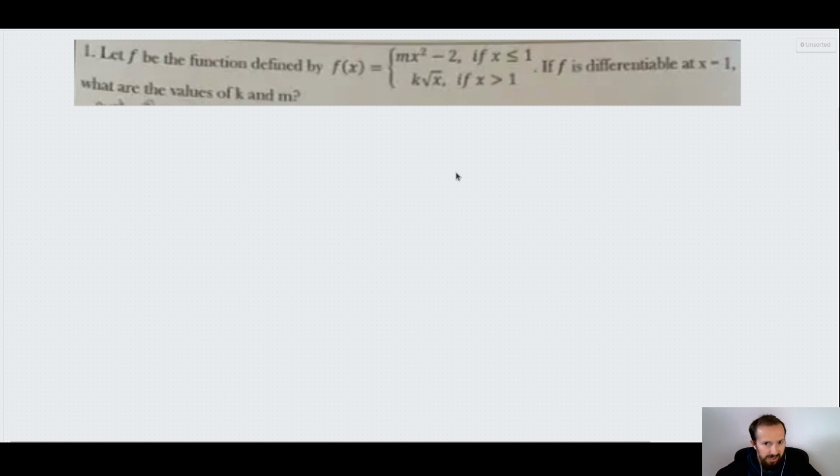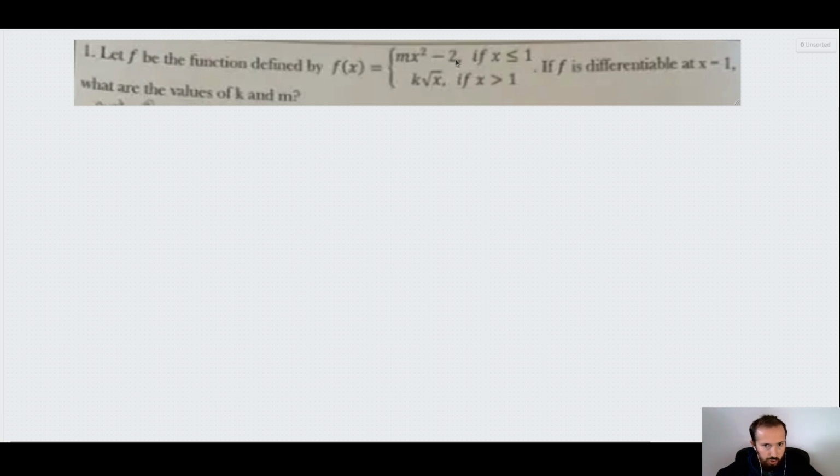So this is the exact problem that we'll be dealing with, and you can see that they're giving us a piecewise function with two unknowns here, m and k, and then they're asking us to find what m and k have to equal to make this function be differentiable at x equals 1, at the transition point of the piecewise function. Because no matter what m and k are, they're automatically differentiable everywhere else, right?